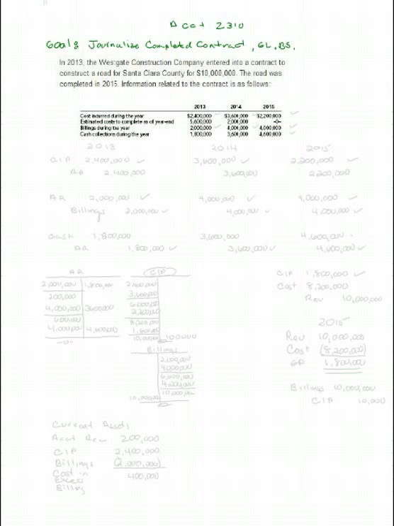So let's get started. Since 2013 happens first, let's journalize those transactions. What you're going to notice is it's a bit boring because, with the exception of the entry to record profit, it's exactly the same as the percentage of completion method. Costs incurred during the year get tucked into construction in progress, an inventory account, accounts payable $2,400,000. They don't really say what happened to those, we'll assume.